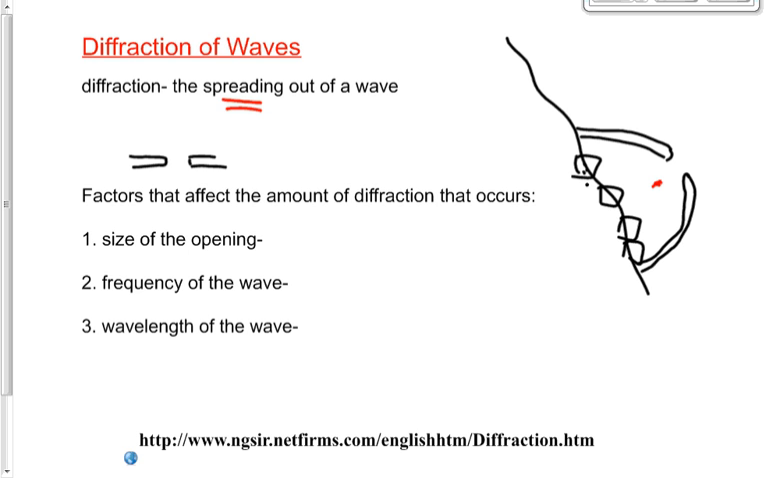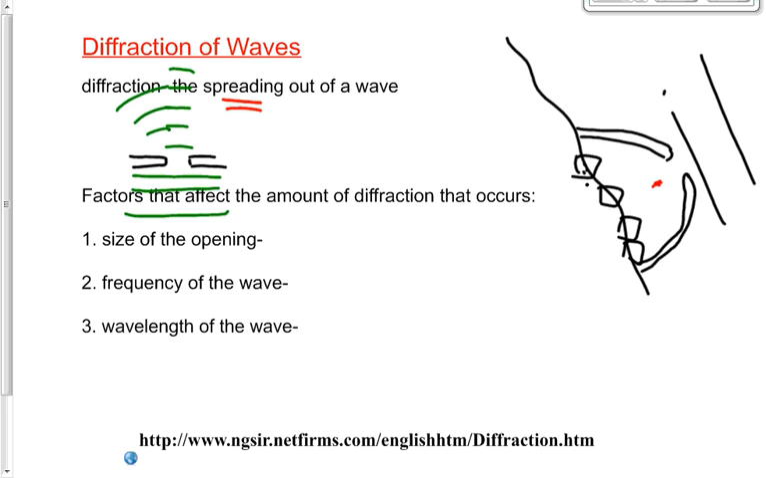Well, what happens right here? As the water waves are coming into the shore, they encounter that opening. And when they go through that opening, they spread out. Diffraction is the spreading out of the wave. Here's the wave. It encounters that opening. It doesn't just go straight through there. It spreads out something like this. This make sense? Diffraction is the spreading out of the wave as it goes through an opening or around a barrier.